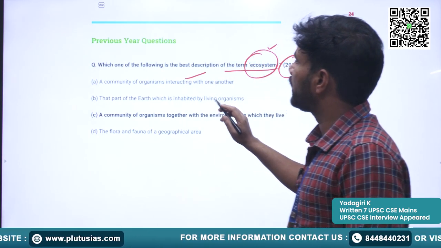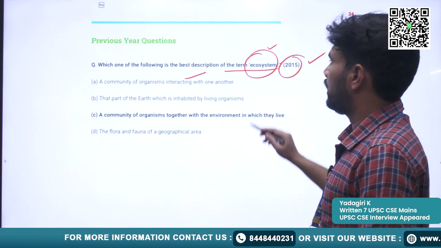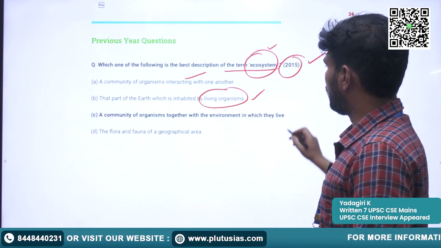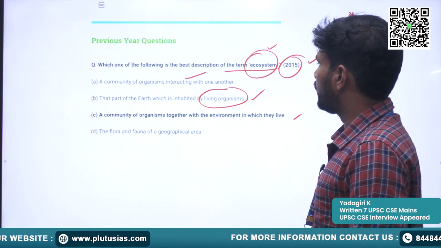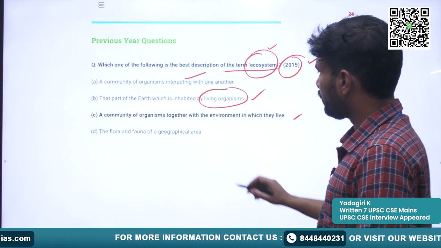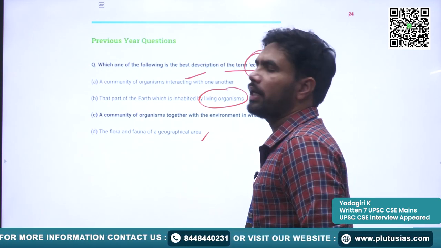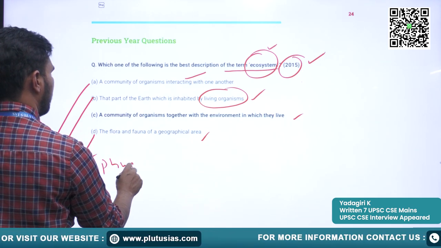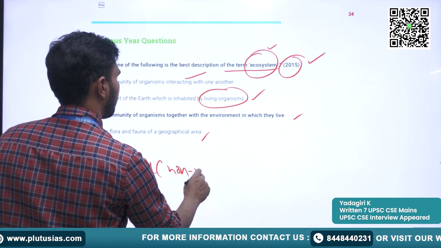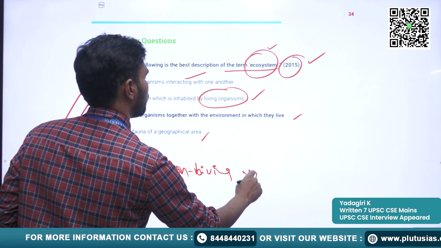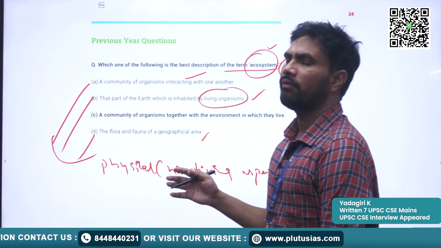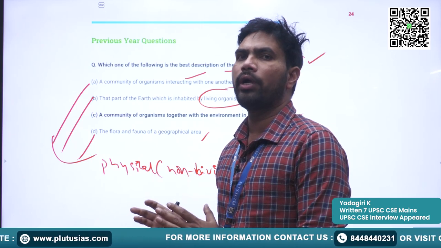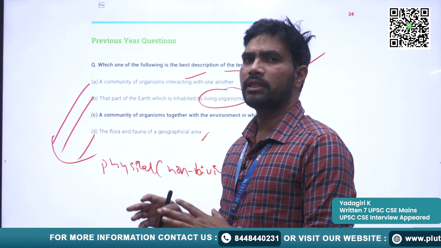Option A is a community of organisms interacting with one another. Second option is that part of the earth which is inhabited by living organisms. Third option is a community of organisms together with the environment in which they live. Fourth one is flora and fauna of a geographical area. So in all the three options, A, B and D, the physical environment, physical factors, I mean the non-living aspect, is missing. When we were defining the environment, we studied that the interaction of living and non-living, biotic and abiotic, takes place in the environment.